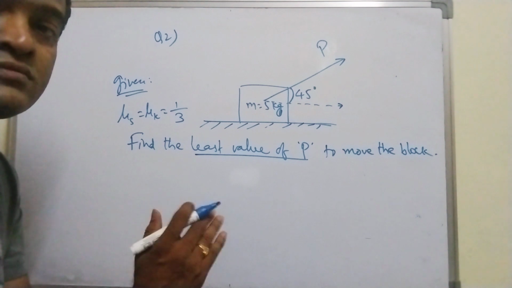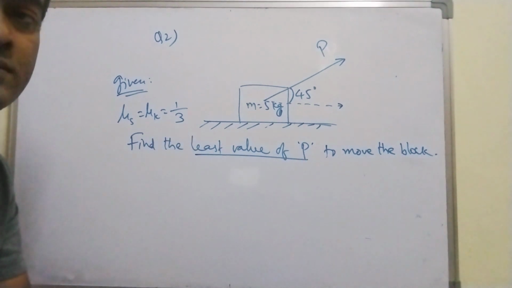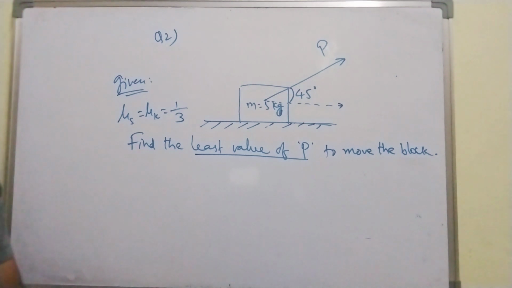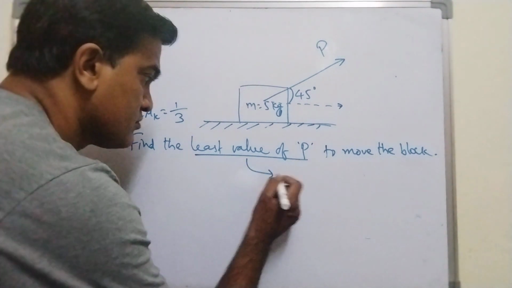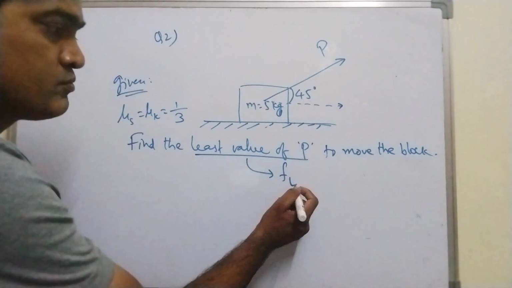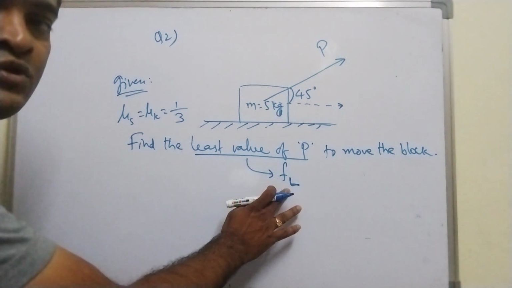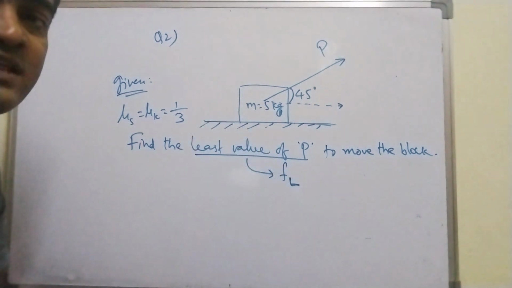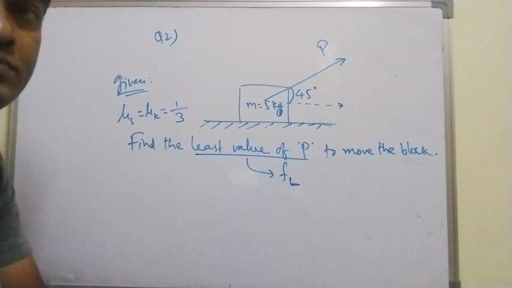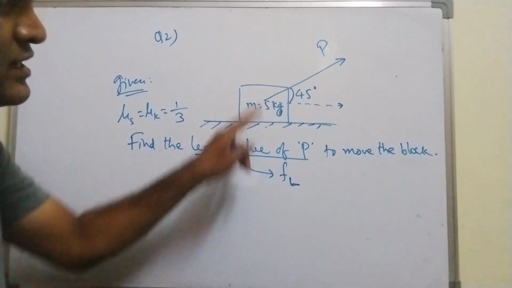Again, least value means minimum value to move the block. What is that friction called? Limiting friction. That is nothing but limiting friction. Unless it attains the maximum value of static friction, the block will not move, right? Now let us try to understand the diagram.